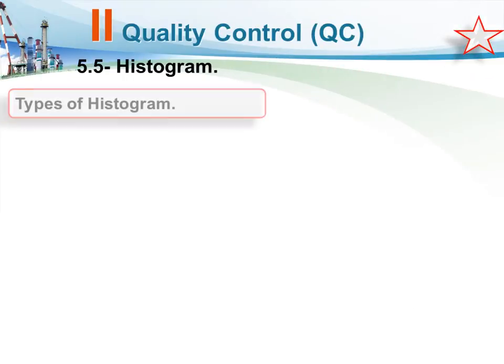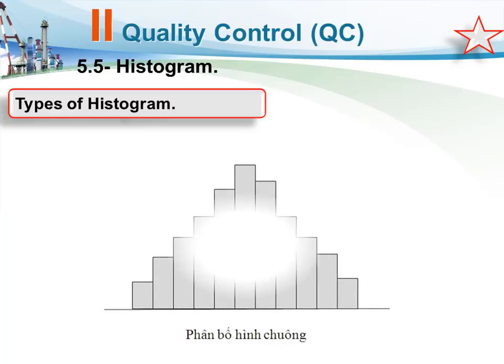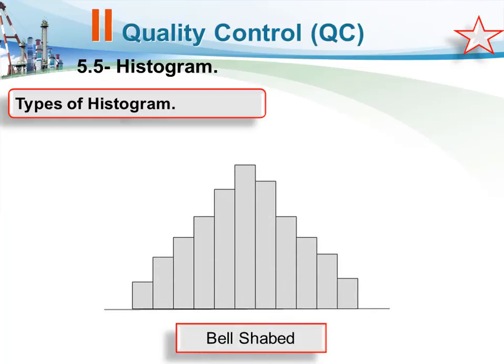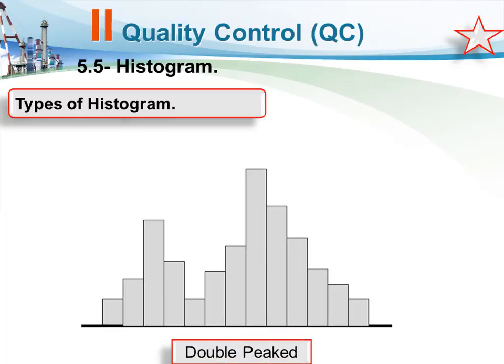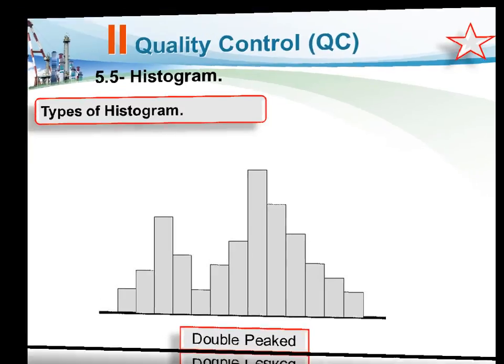Types of histogram. First, normal distribution. Next, two peak distribution, then right skewed distribution.